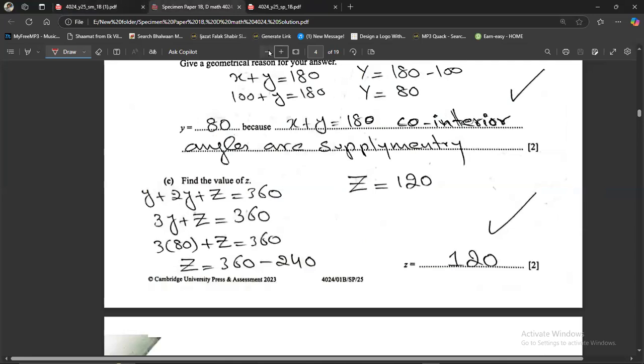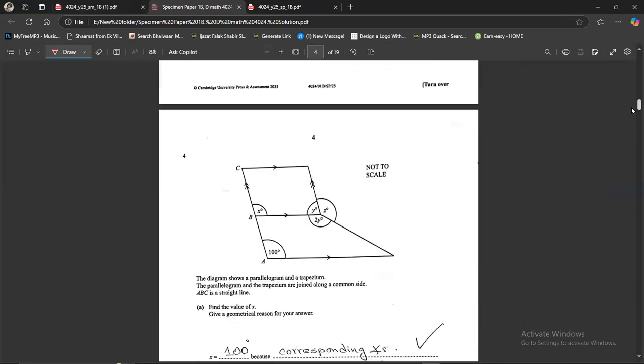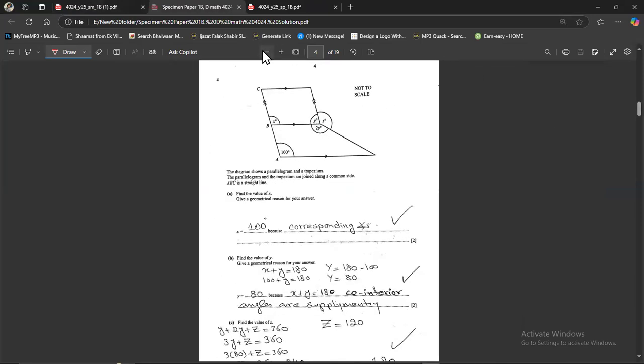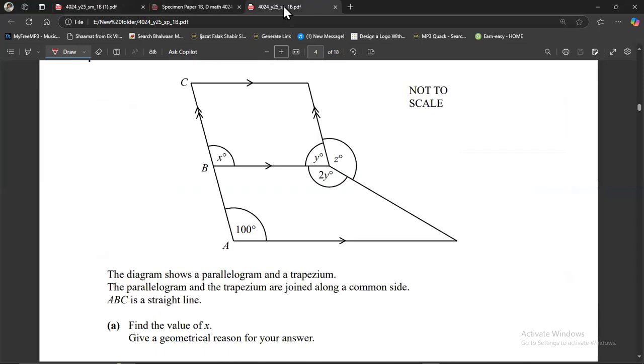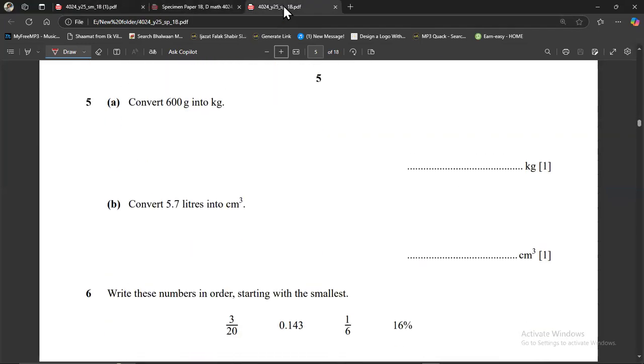So let me show you the whole thing together. I hope this is visible to you. Now you can see the whole solution together. You can pause the video and take your time with this. Okay, so we are going to the next question, and the next question is question number 5.